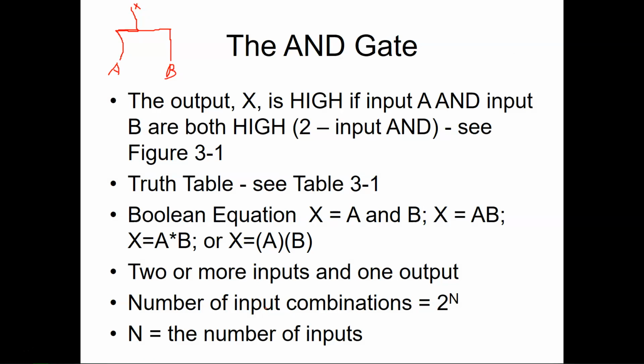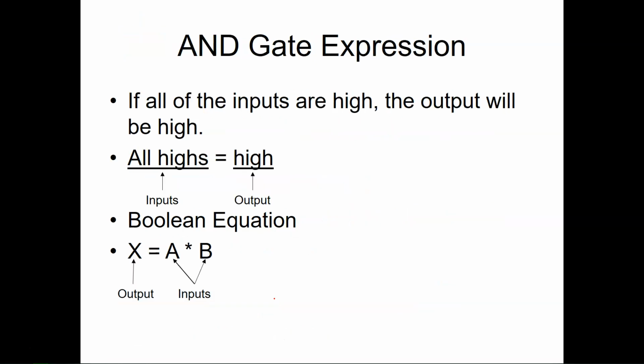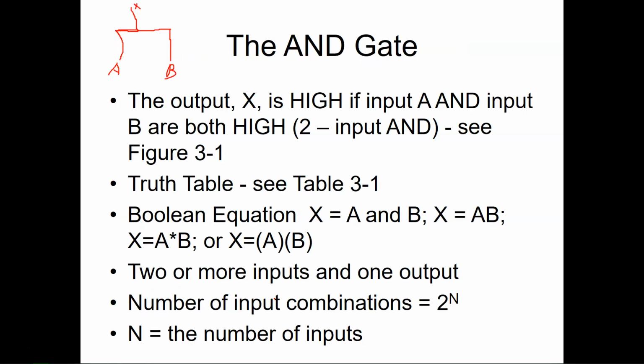Okay. So two or more inputs and one output have to be positive. The number of input combinations is equal to 2^n, with n being the number of inputs. Is everybody good here? Y'all need a second?